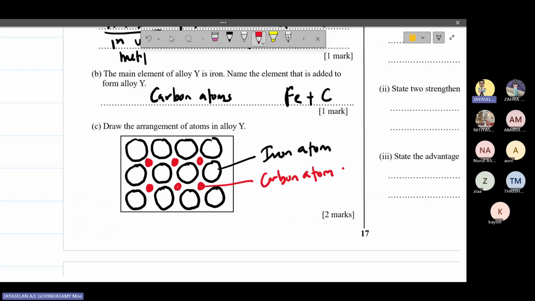Mine is not that perfect. Like this only, but make sure all not touch. They are closely apart. Okay, and the size should be accurate. Iron besar, carbon kecil. Okay, any question? Okay, done.